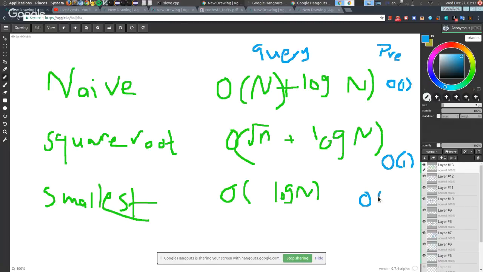And here this is O(n log n), or n log n. It doesn't matter that much. I would say it's like n log n. So this is the pre-computation time.